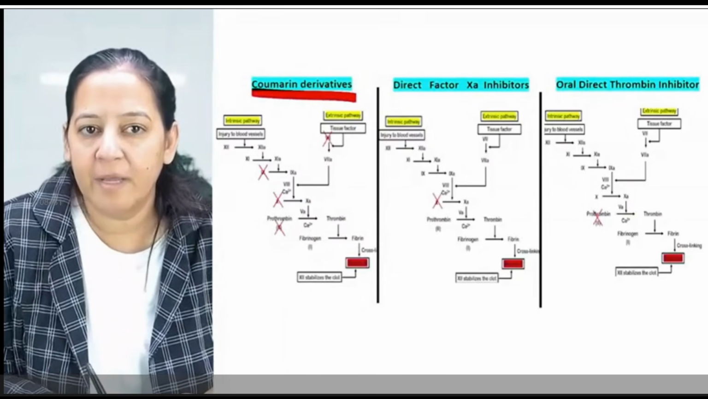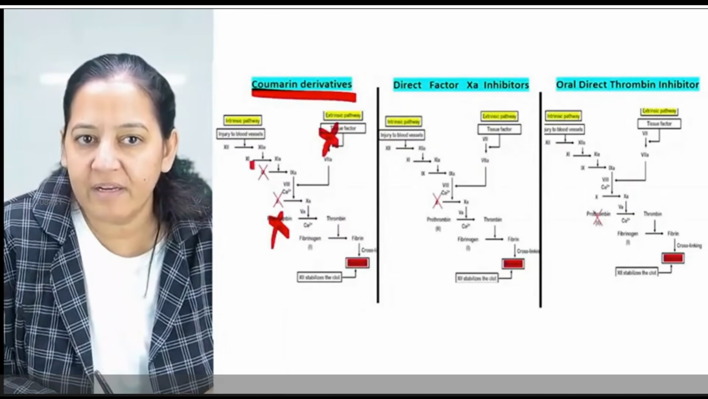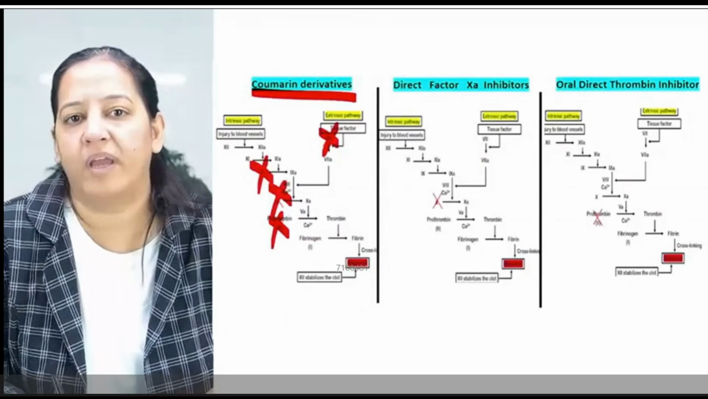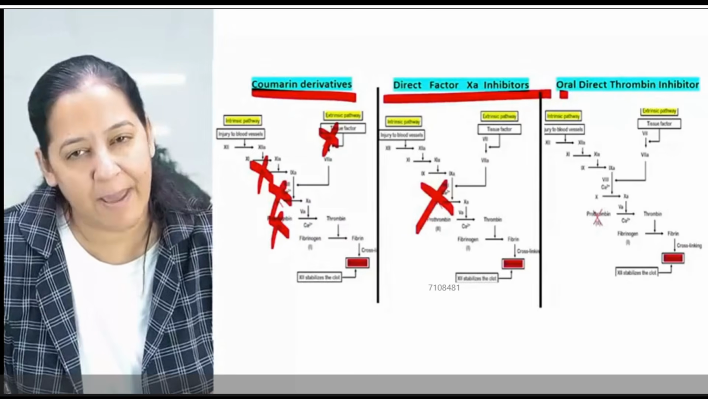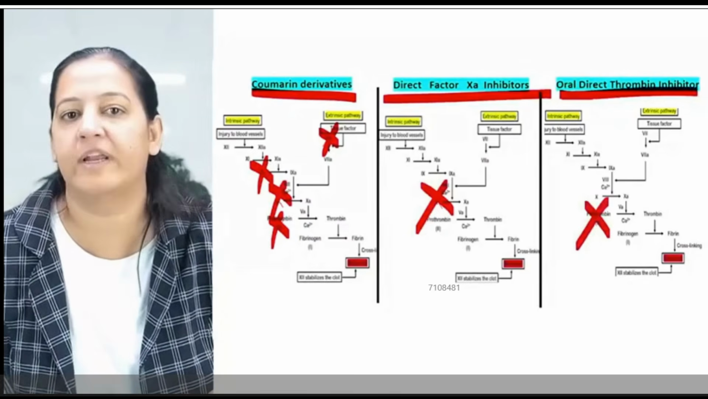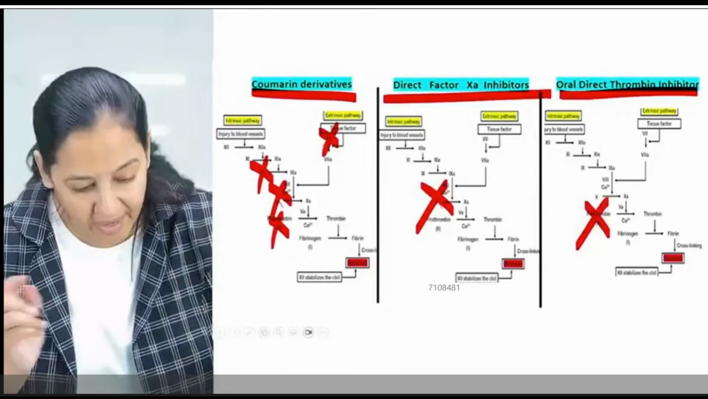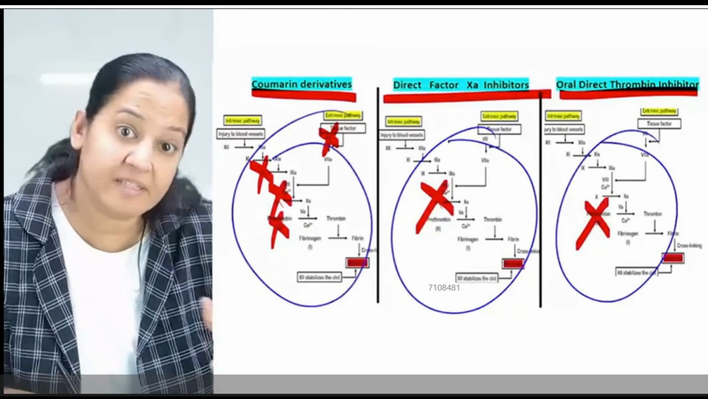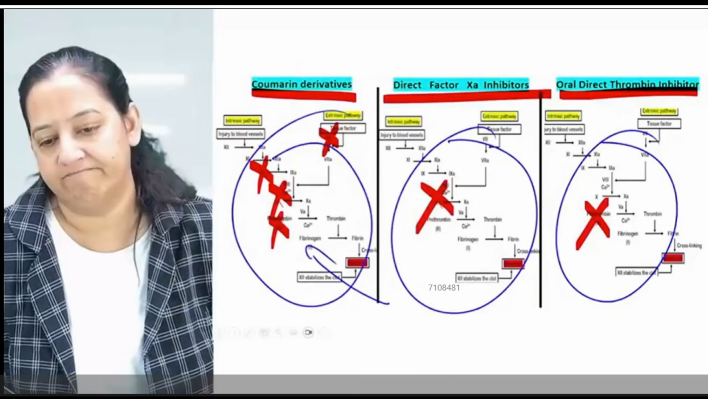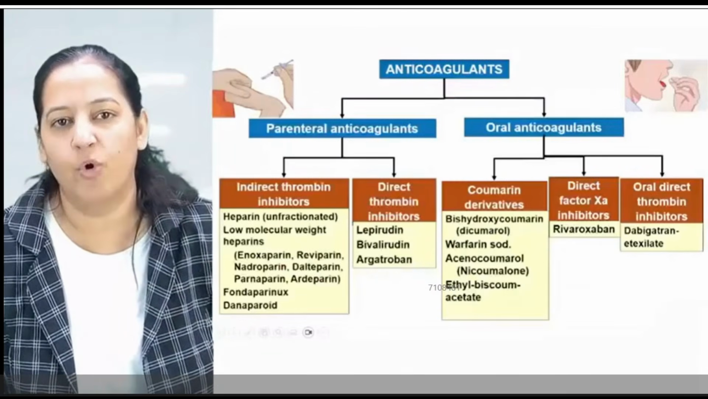Coumarin derivative inhibits 2, 7, 9, 10. Rivaroxaban inhibits only 10. And Dabigatran etexilate inhibits only 2. It's in front of you. But this inhibition is direct, and this is not direct, it is indirectly via vitamin K. I tried, I hope I am done.